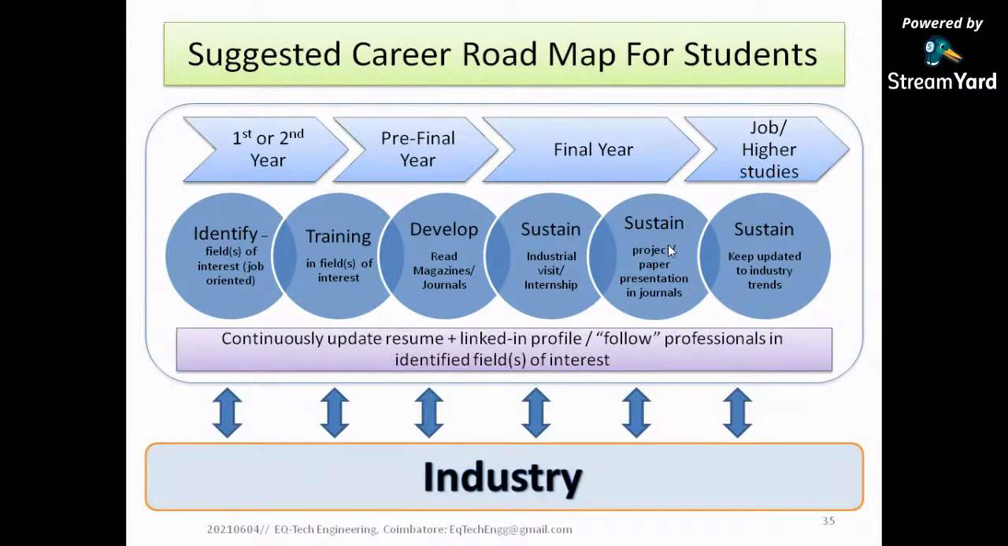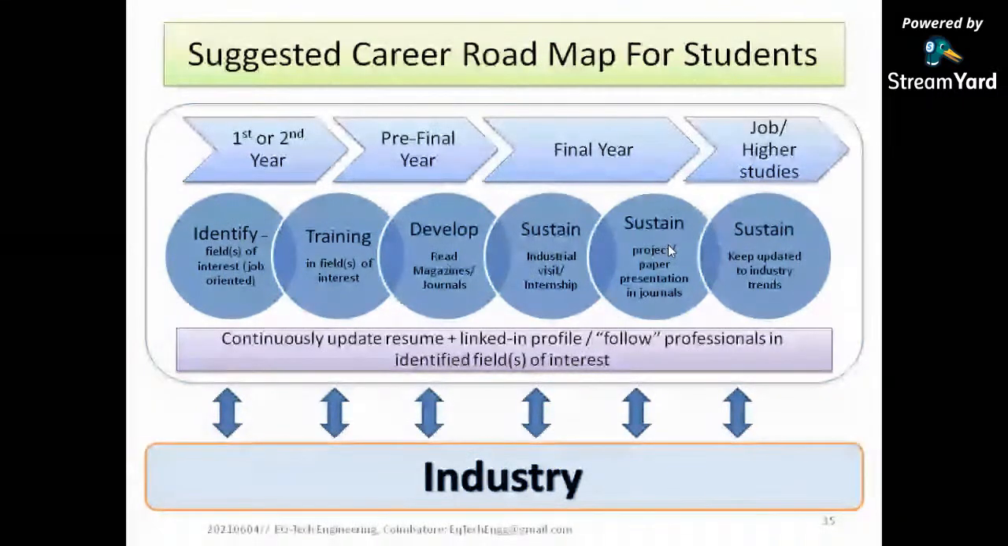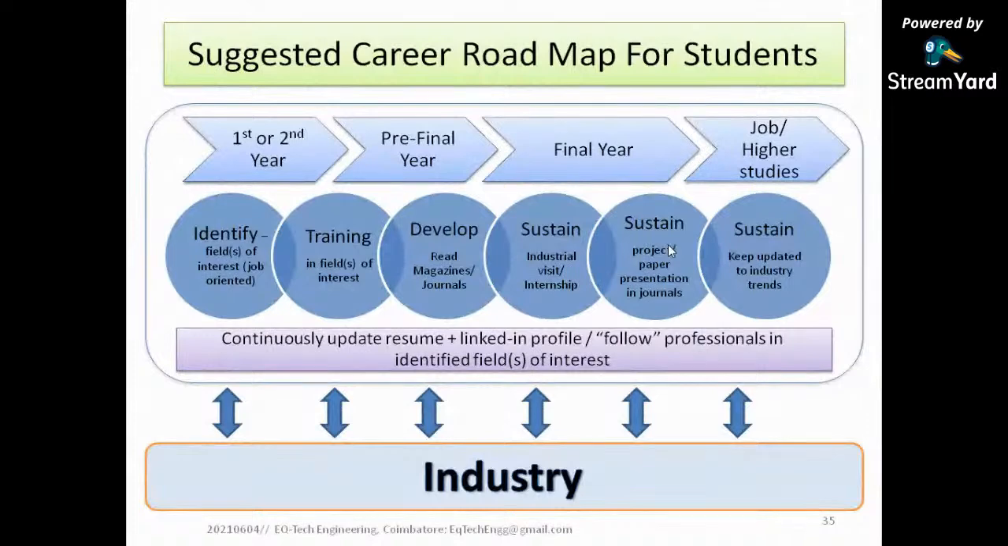and also continuously update your resume and LinkedIn profile, or you can follow professionals on LinkedIn, and you can ask a professional, when they accept the invitation, to be a mentor, or ask them to give a presentation like this, a webinar, one hour or half an hour, to share industry insights. So it will be useful to shape your career in your area of interest, so that you can go into that industry.